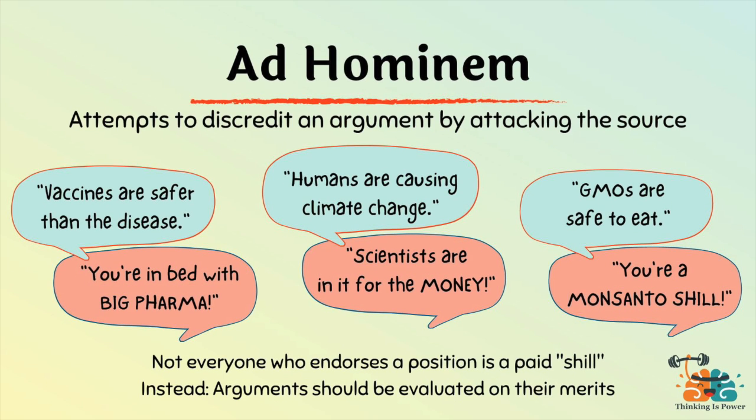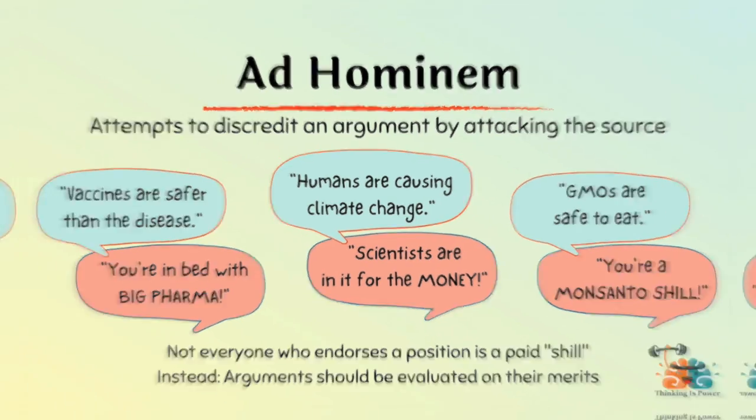And many anti-science arguments accuse scientists of being shills, essentially saying they're in it for the money, and therefore their conclusions are wrong. At its core, the ad hominem is a diversion tactic. It's easy to attack a source. It's much harder to address the substance of an argument.